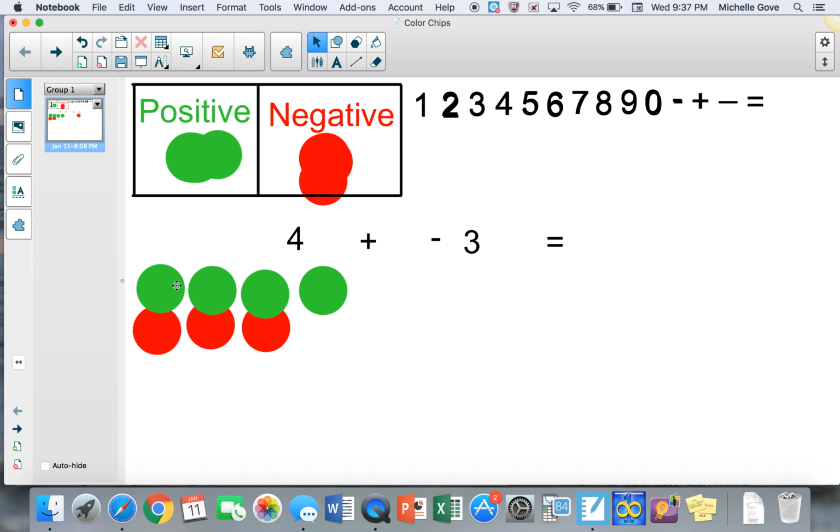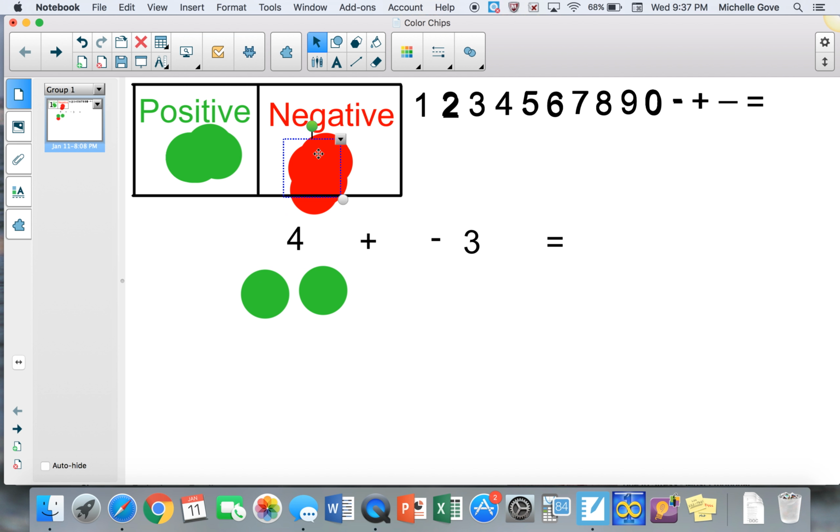And we will see that these 3 pairs will cancel out and they go away because they are 0 when they add up to combine together. And all we're left with is 1 green chip, which represents positives, so our answer is 1.